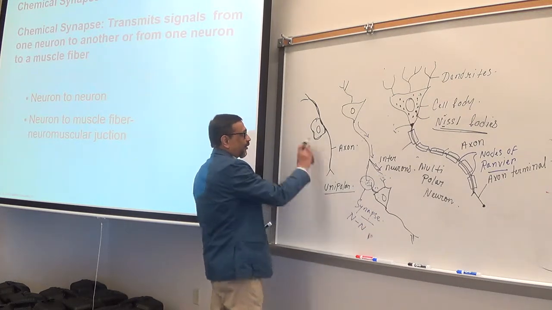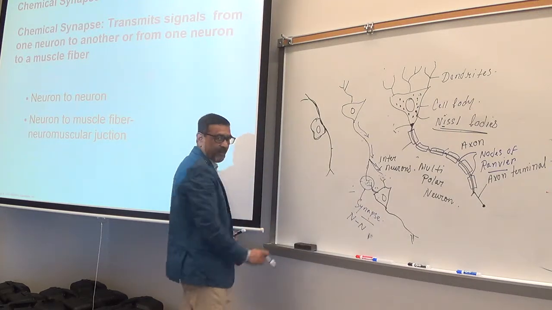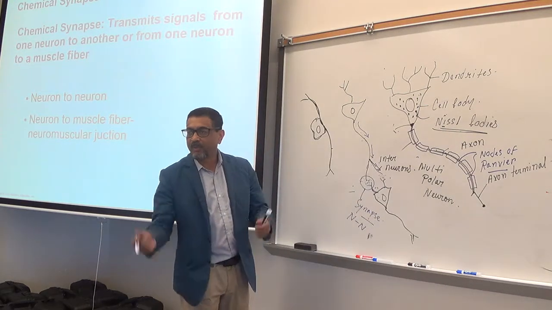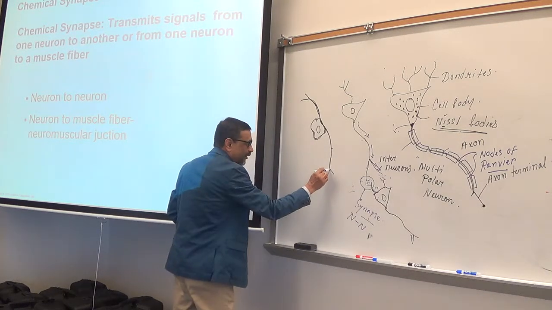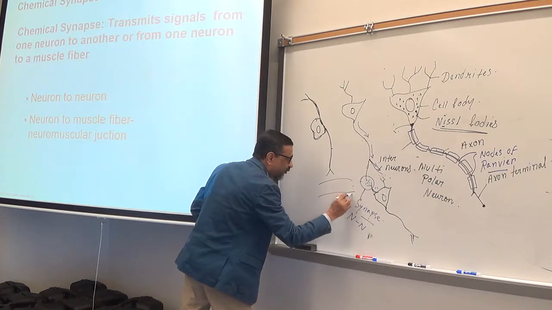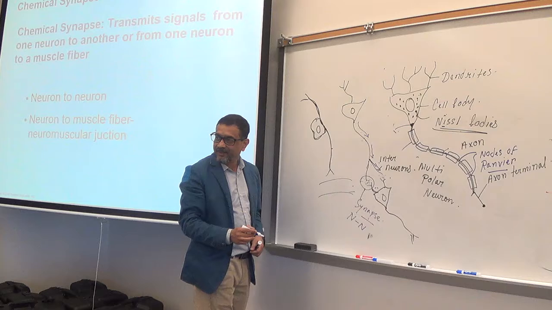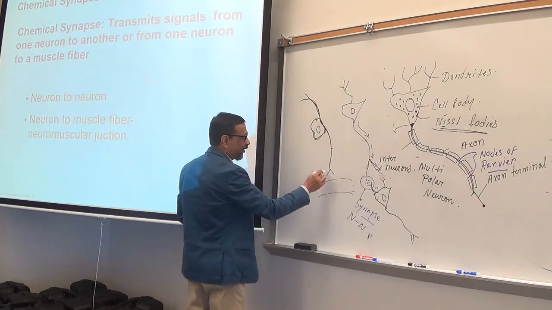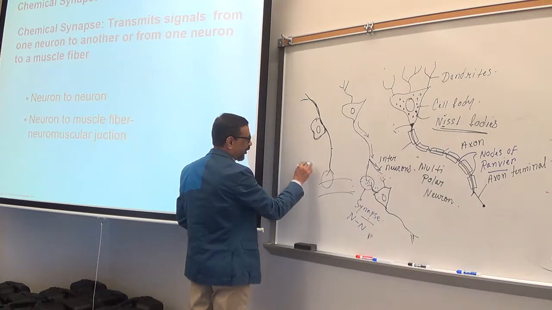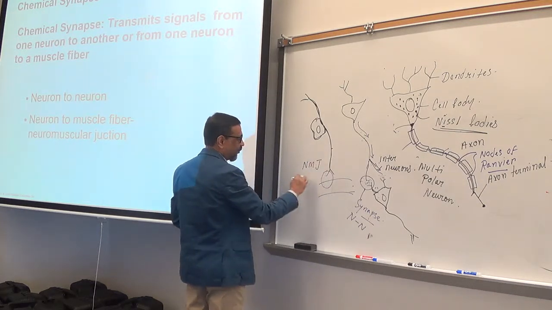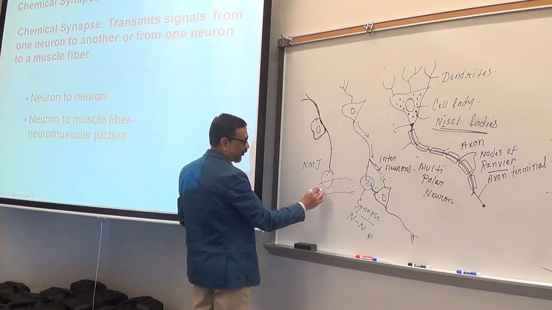Now, you must remember, just a few days ago, I talked about muscle contraction. Remember that? I told you the axon terminal ends on the muscle fiber. And that is called the neuromuscular junction, right? So this is the neuromuscular junction. This is a synapse too. So the neuromuscular junction is a synapse. What kind of synapse? Neuron to muscle, because this is a muscle fiber.